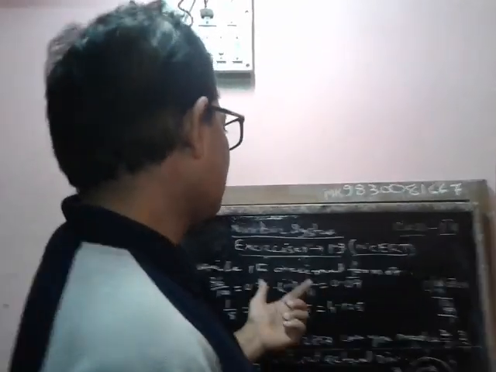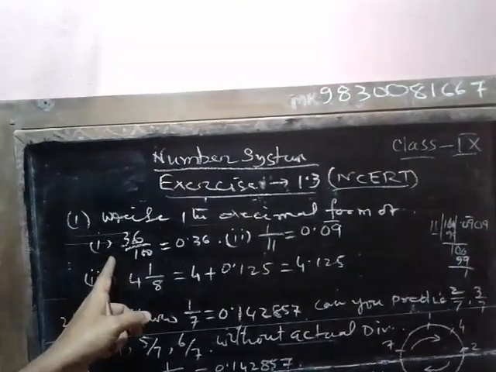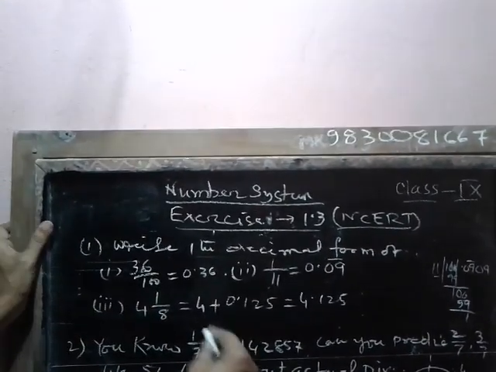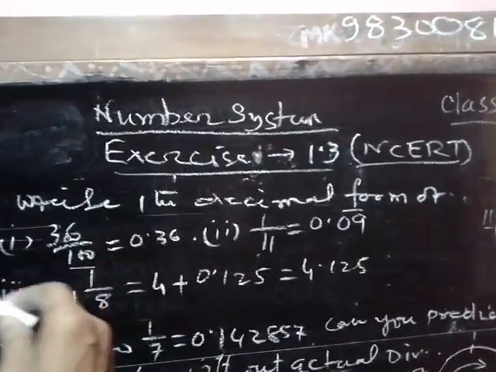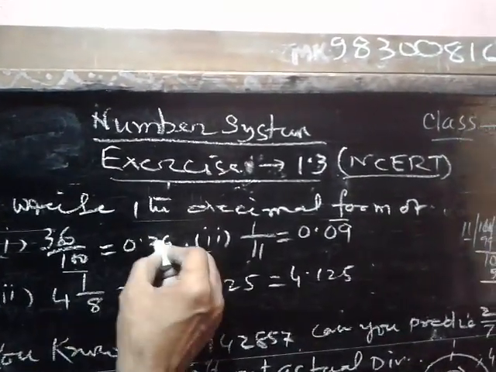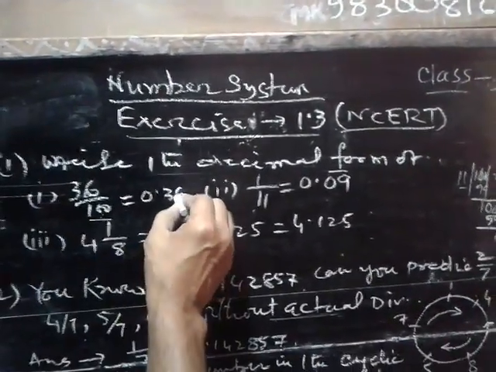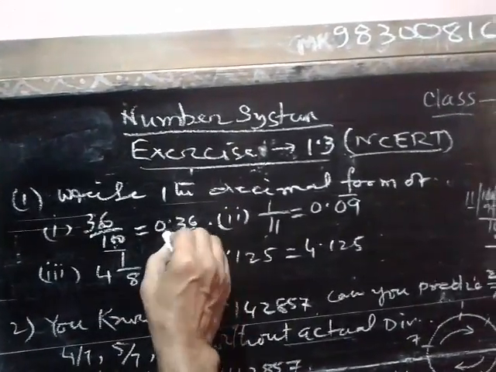See, the first question is: write the decimal form of 36 by 100. We know that if you are dividing a number by 10 or multiples of 10, the decimal point is just shifted from right to left by the number of zeros. That is, two zeros are there, so after two digits we get the point, that is the decimal form.